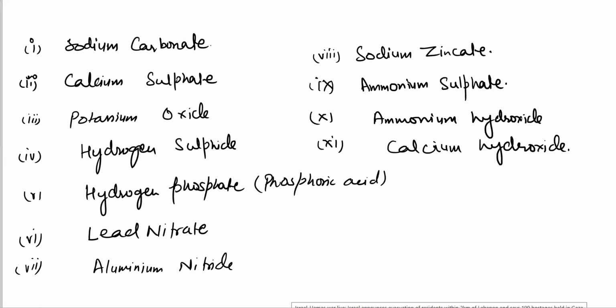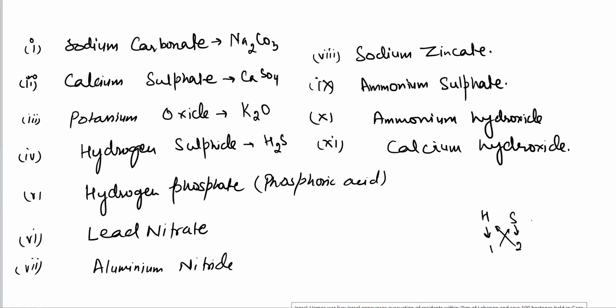Okay. So let's check the formula. Sodium carbonate is Na2CO3. The formula for calcium sulfate is CaSO4. The formula for potassium oxide is K2O. Hydrogen sulfide is H2S, because when it is saying hydrogen, we take hydrogen as +1 and sulfide is -2. You cross multiply, you will get H2S.